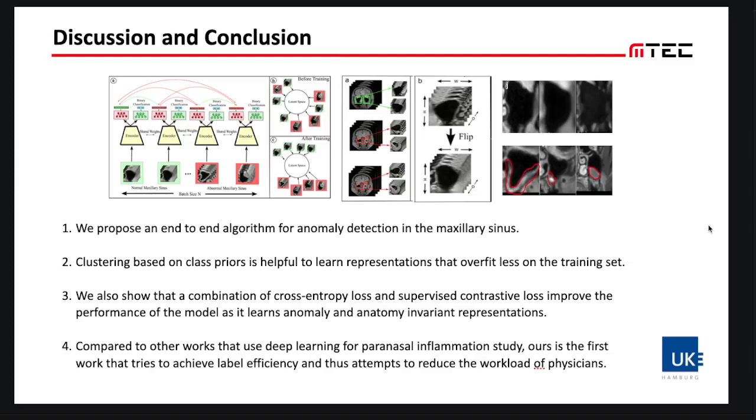Number 1, we propose an end-to-end algorithm for anomaly detection in the maxillary sinus. Number 2, clustering based on class priors is helpful to learn representations that overfit less on the training set. Number 3, we also show that the combination of cross entropy loss and supervised contrastive loss improves the performance of the model as it learns anomaly and anatomy invariant representations.